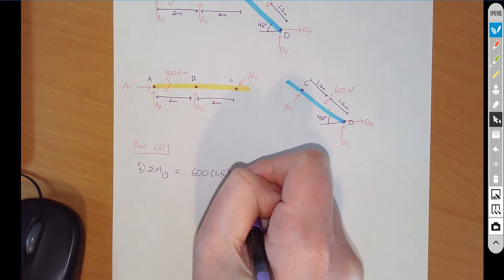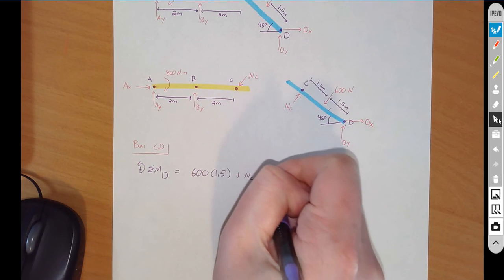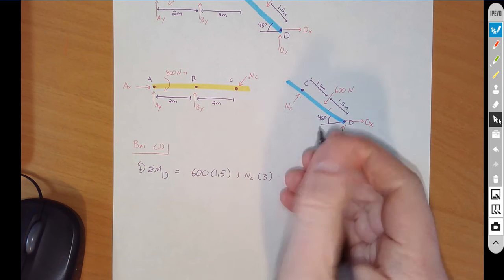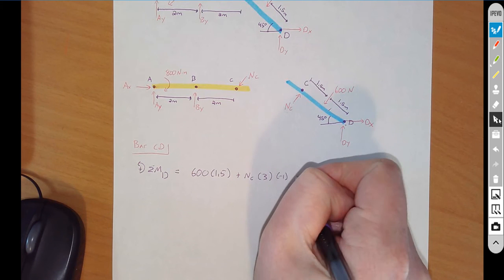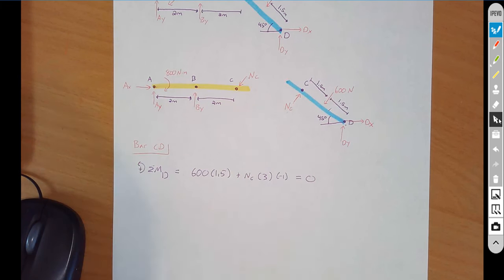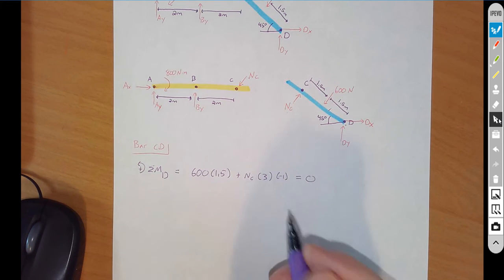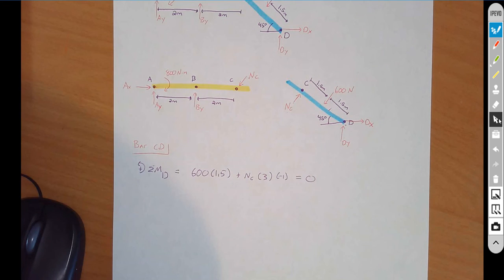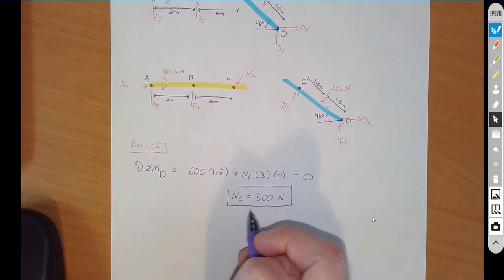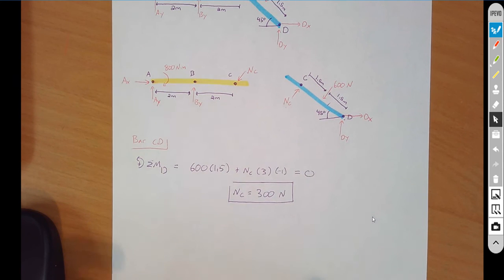The normal at C is going to act 3 meters away. It is going to produce a negative moment. This all has to balance out to 0. And so let me pause the video and I will calculate NC for. Alright, so that is 300 newtons.